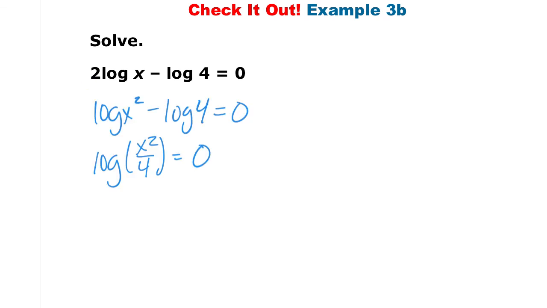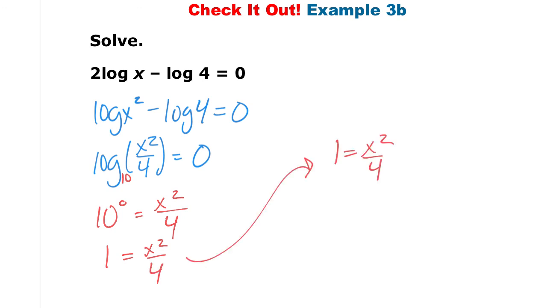In this one, I wanted to use the property of logarithms with subtraction, and so I had to put this 2 back up here into the exponent. So now I have it rewritten like this. Remember, this is a base 10. I'm going to use the definition of logs here. 10 to the 0 power is going to equal x squared over 4. Anything to the 0 power is 1. To continue solving here, I'd multiply both sides by 4. I get 4 equals x squared, means I would take the square root of both sides. So I get 2, or plus or minus 2 is going to equal x.